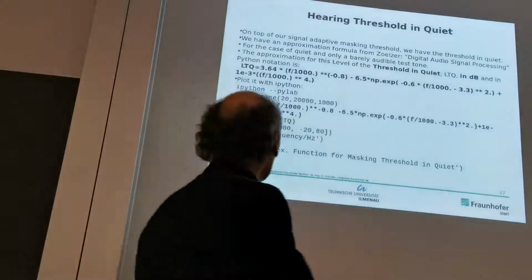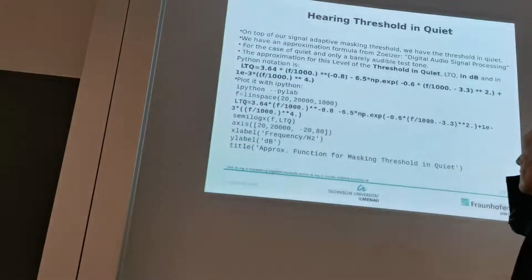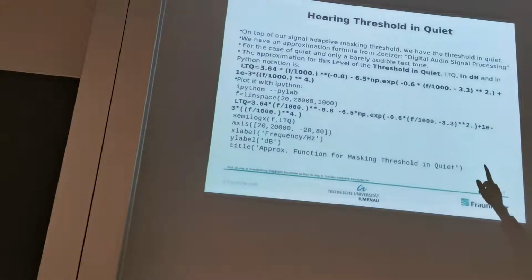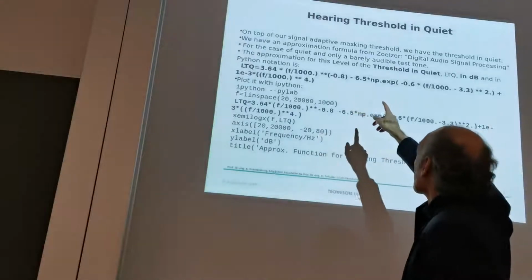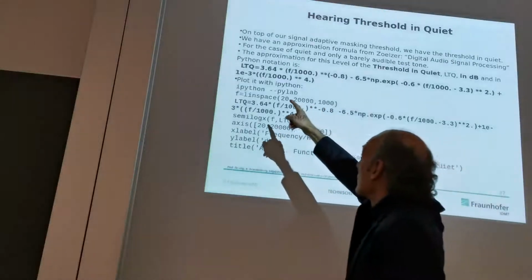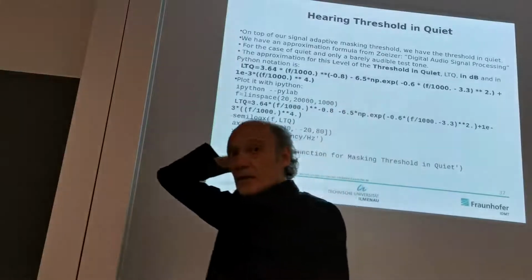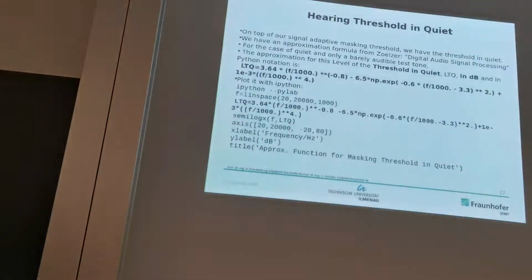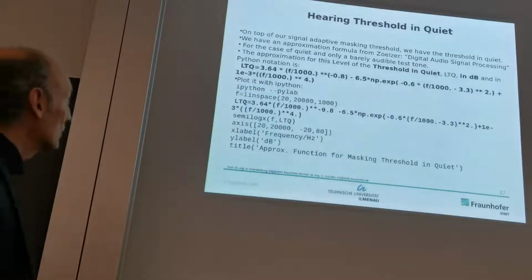So on top of our adaptive masking threshold, we have the threshold in quiet. We have an approximation formula from Zölzer's Digital Audio Signal Processing, that's his book. The approximation for this level of threshold in quiet is called LTQ in dB, and in Python notation, that's this formula. Again, there's no secret behind this formula, it's just an approximation. It's just fitting this formula to the observation.